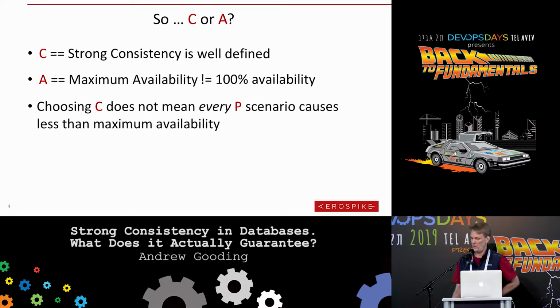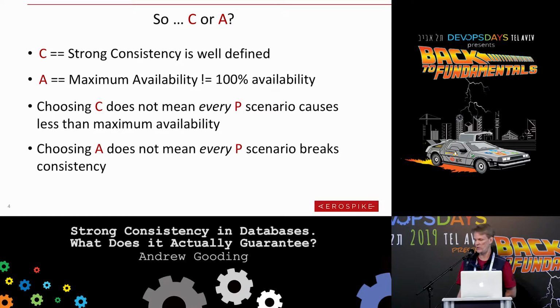Okay, one other thing, or a couple other things I want to point out, is that, yeah, you have to make this choice, but it might not be as dire as it sounds. It doesn't mean that if I choose C in every single possible scenario where the cluster isn't whole that I'm going to lose availability. And conversely, choosing A doesn't necessarily mean that every scenario breaks consistency. Most good distributed systems should be able to tolerate a certain amount of P without actually sacrificing either one, whether it calls itself a CP or an AP system.